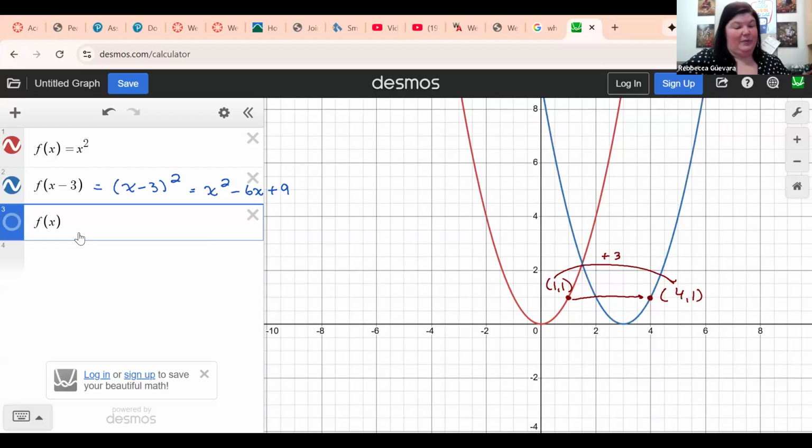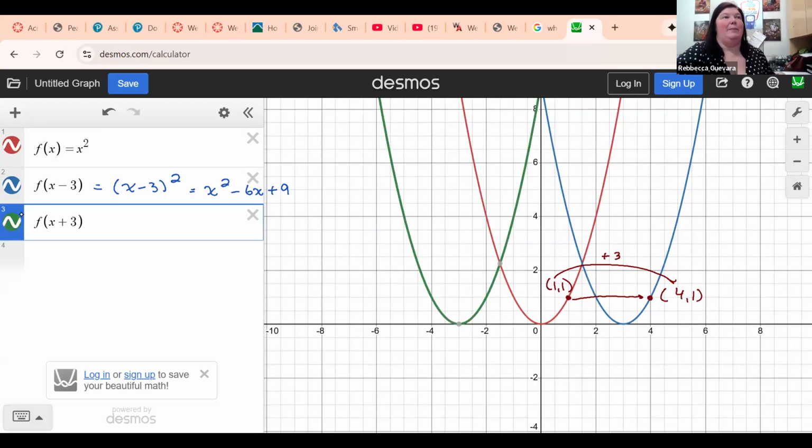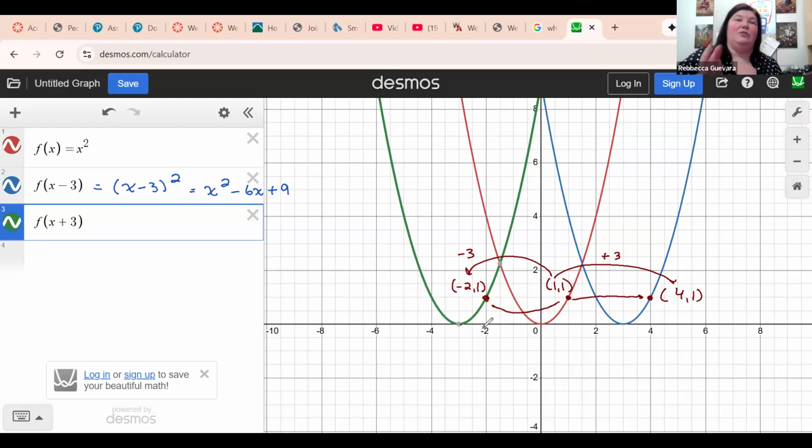We'll do this one more time, but now we're going to add 3. So when we add 3, let me turn that on. We see that we went backwards. So now our favorite point here, 1, 1, has moved over here. It has moved to negative 2, 1. That means this x value has decreased by 3. You can see here from moving from 0, 0 to negative 3, 0. So everything moved backwards 3 units.